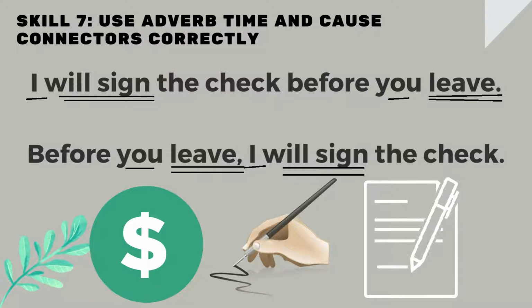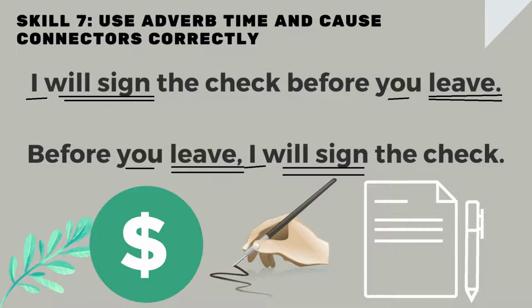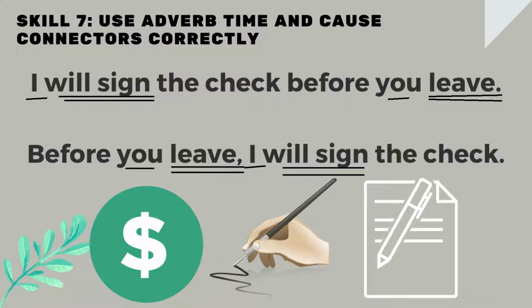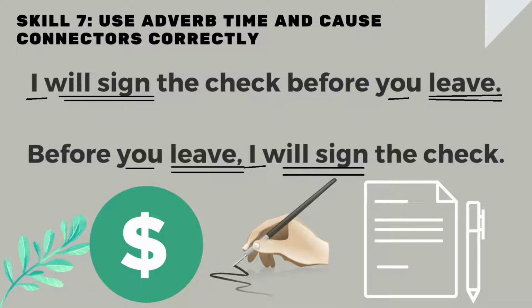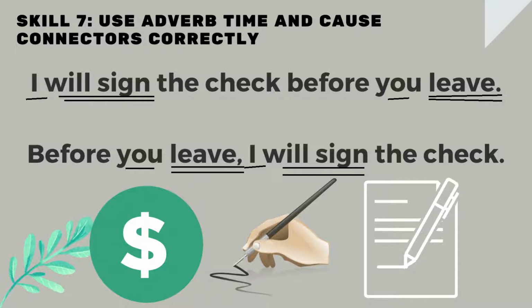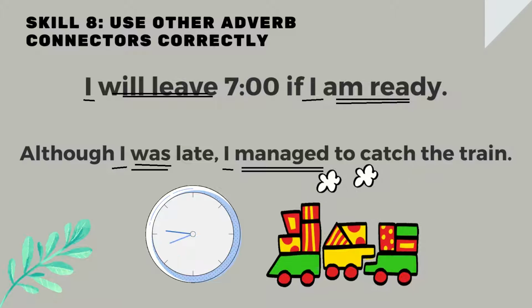In the first example, the connector before comes in the middle of the sentence, and no comma is used. In the second example, the connector before comes at the beginning of the sentence. In this pattern, when the connector comes at the beginning of the sentence, a comma is required in the middle of the sentence.